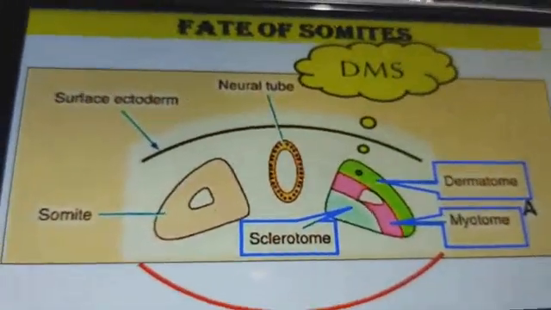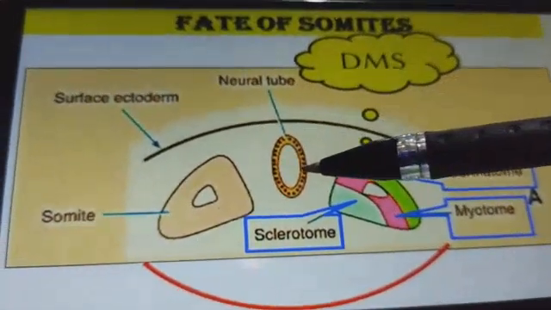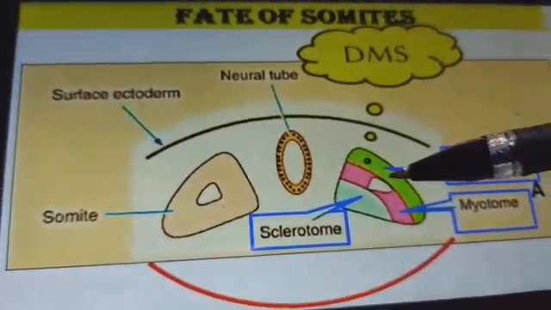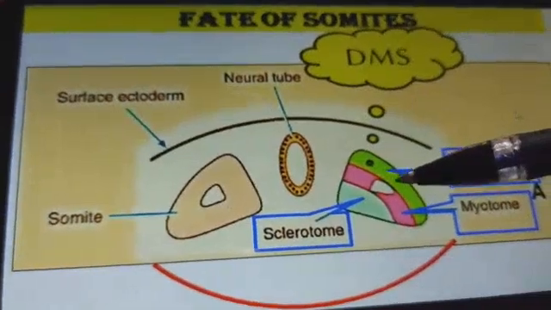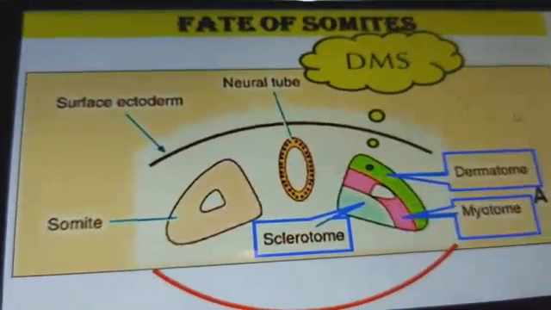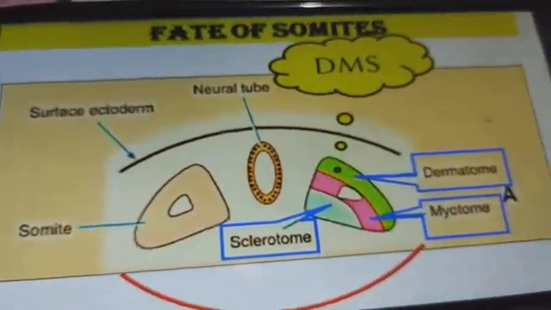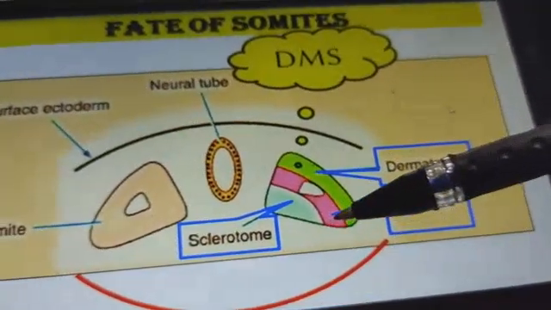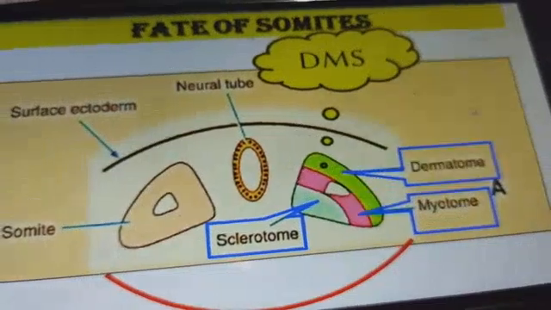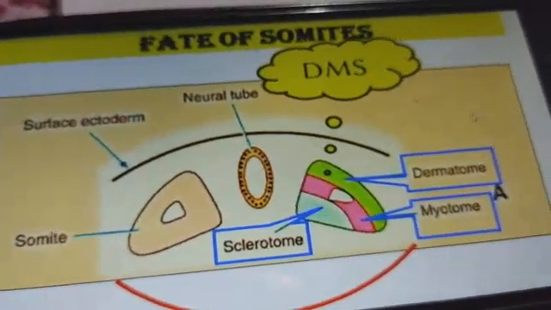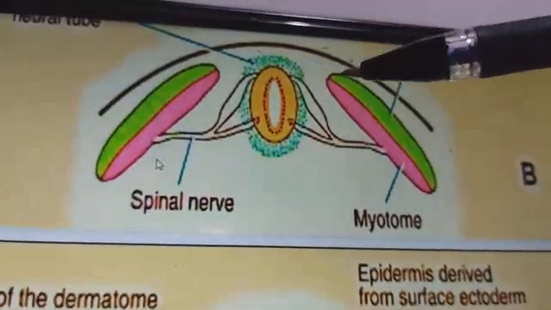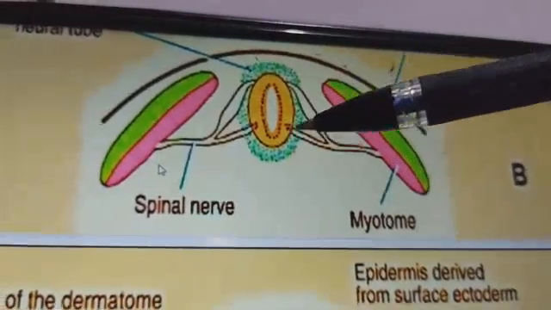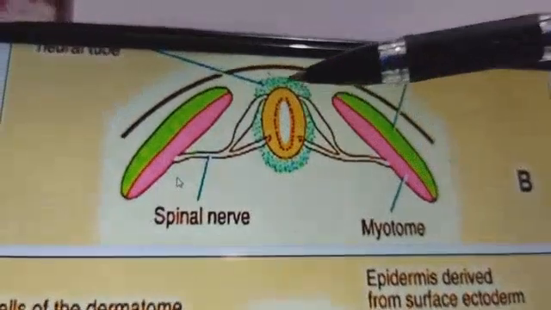Now moving on to the fate of the somites. We know that here was the neural tube, below it was the notochord, and by the side the paraxial mesoderm forms the somites. These somites get converted into three parts: the outermost is the dermatome, then the myotome, and the sclerotome. DMS. The cells of the sclerotome, which were on the most medial side, now migrate and surround the neural tube.